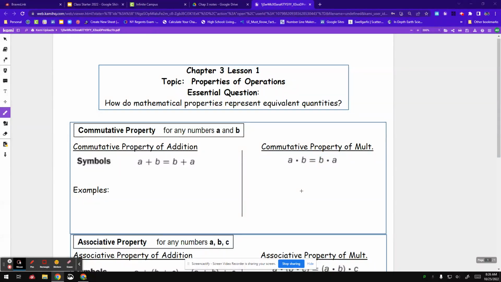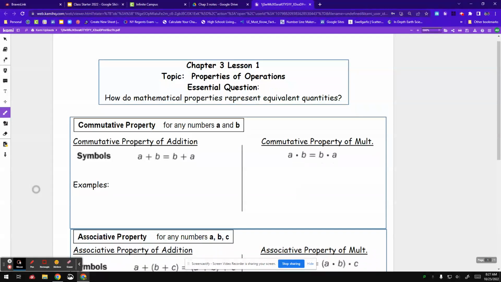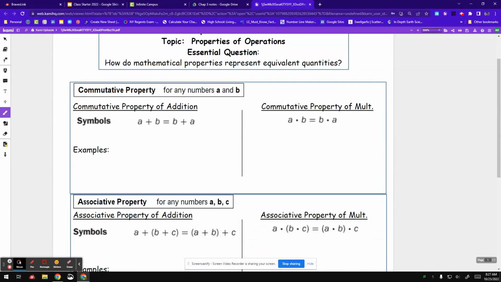This is Chapter 3, Lesson 1, a little review of properties from your past. Most of you are really familiar with the commutative property. So just a reminder, the commutative property deals with order. Your drive to school and your drive home are the same distance no matter which way you went.